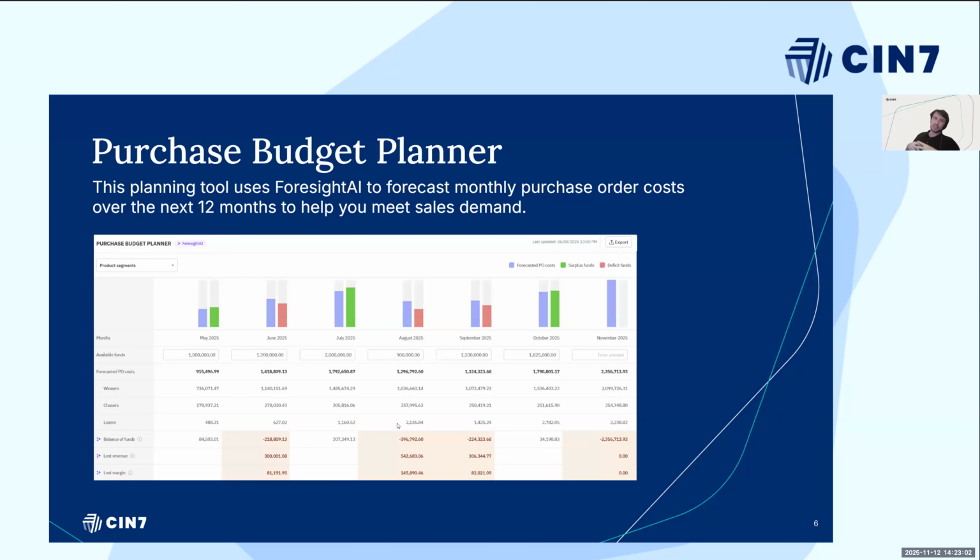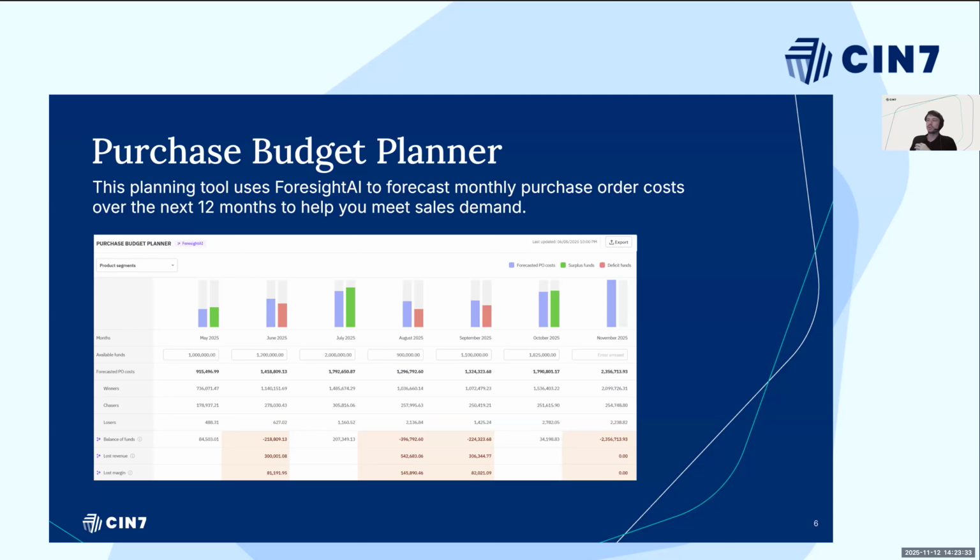But one thing that you might not see in the course, at least at the moment, is this purchase budget planner, which I think is a super cool feature. And this is something that came out in August. You'll see it in the Sin 7 financials, in the financial section, at least in Sin 7 Core. So if you go to financials, which a lot of times I've talked to partners that are like, I didn't even know we had a financial section because you use the accounting integration so much, but we do have a financial section. And this is something you'll see in there if you have Foresight AI.